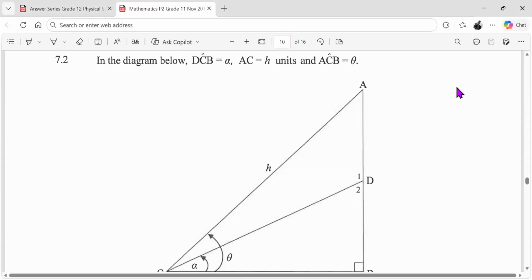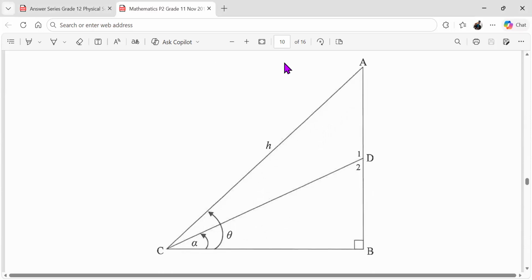Okay. So they say in the diagram below, angle DCB is alpha. The length of AC is h units, and angle ACB is theta. And they showed us everything that we need to do. Or rather, no, that's what I should have said. And this is not a two-dimensional situation. It's just a one-dimensional situation. It's not even 3D. It's just a single dimension, but it's fine.